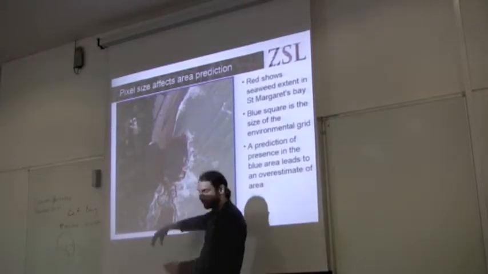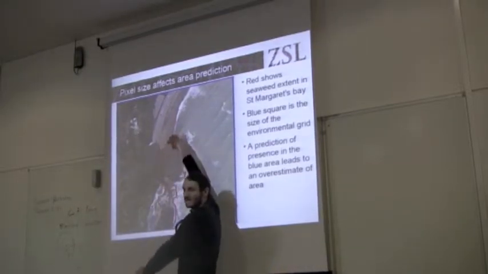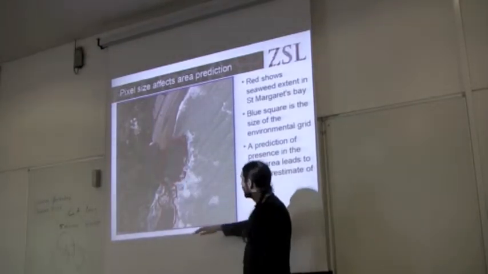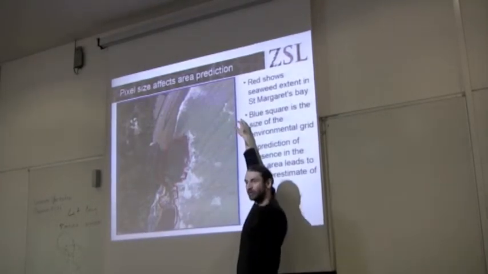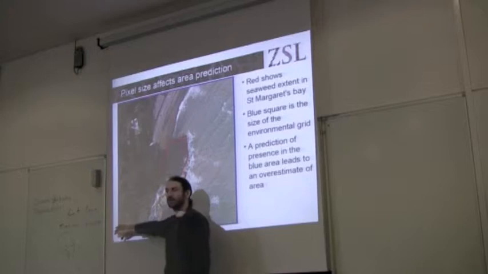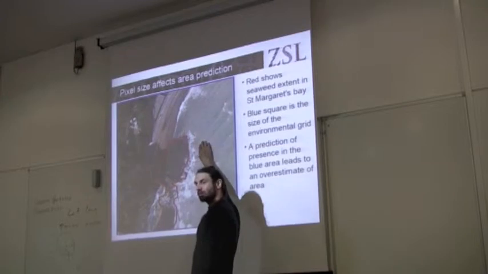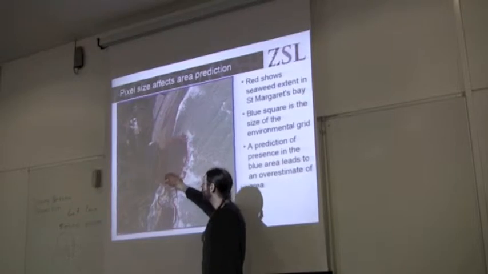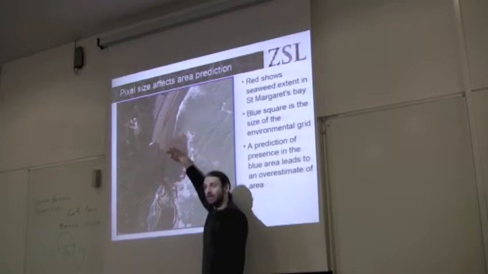And with coastal species, what you tend to get is long, thin distributions along the coastline. But now, imagine that my pixel size is the blue square. So this is the resolution that I can make my predictions area-wise. So any time that I say that this area is predicted as present for my target species, I'm massively overestimating the area.